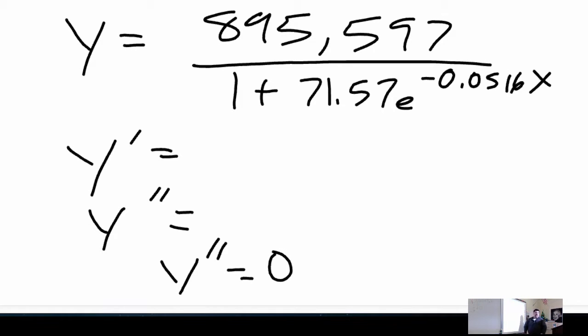Once you get y double prime, remember we want to take y double prime and then set it equal to 0 and then solve for what x value, which is trapped in the exponent. What x value makes it equal 0? Is that easy? No.